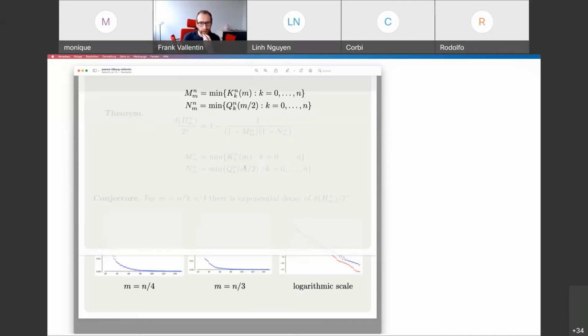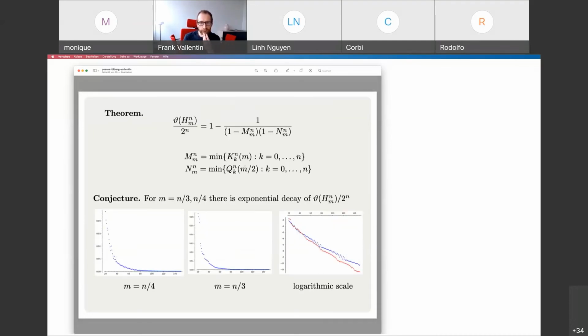And if you do some plots, if you do some computations, for example, if the distance which is interesting to us is n divided by 3 or n divided by 4, we see that there is some exponential density decay of the theta number divided by 2 to the n. And that's interesting because of the relations to extremal combinatorics and to Ramsey theory. Now, we don't have a proof yet that this is really exponential decay, but we have, I think, rather strong numerical evidence.